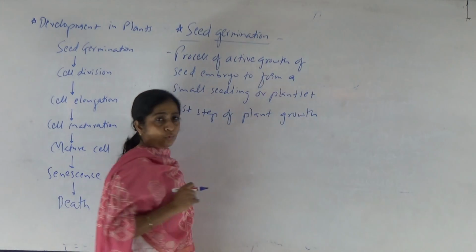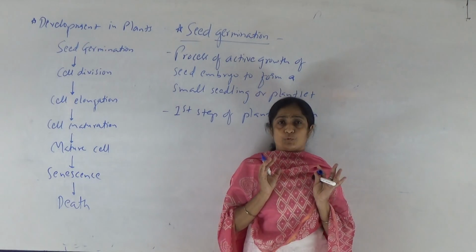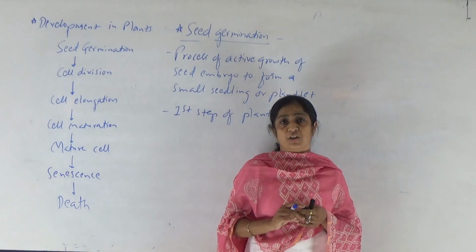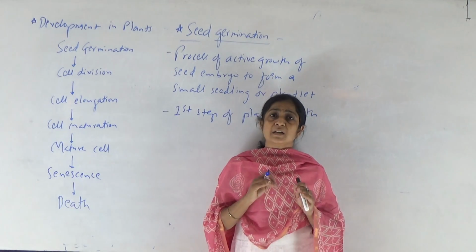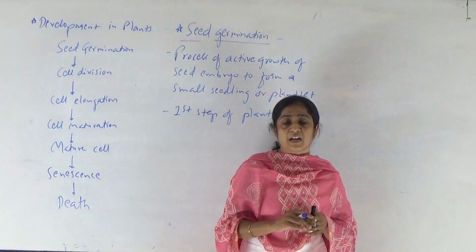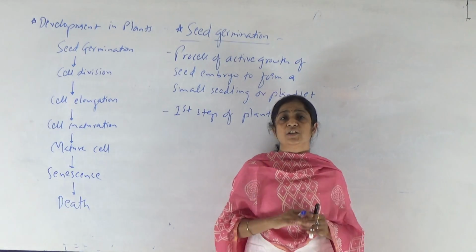First step of plant growth. Okay. Now seed germination is a specific process. Some events occur during seed germination. We sow the seed in the soil, and only under moist conditions does the seed germinate. It means moisture and a kind of warmth is required for seed germination.